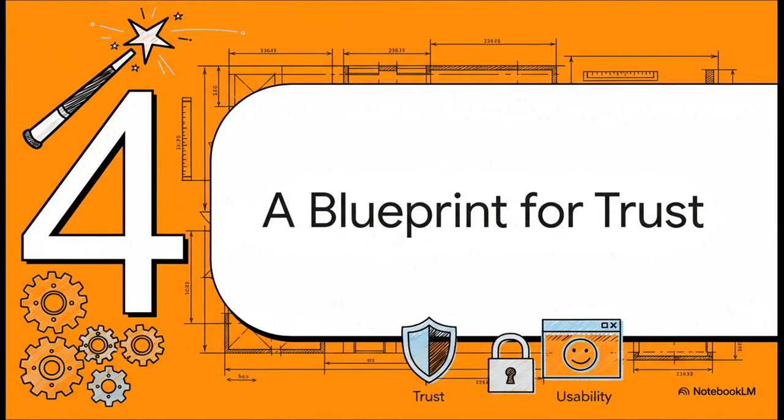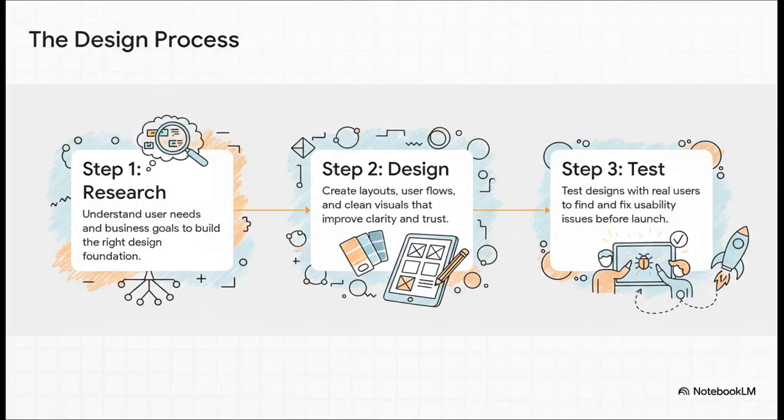Okay, so we've seen what design can do, but what about the how? It's not just some magic trick, it's a really deliberate process. It's a blueprint for building that trust and usability from the ground up. It all follows a really clear path. You always start with research. I mean, you have to deeply understand what people actually need and where they're getting stuck. Then you move into design and prototyping, where those ideas start to become real and visual. And finally, and this is maybe the most critical part, you test it. You test it with real users to find and fix all the problems before the product ever sees the light of day.